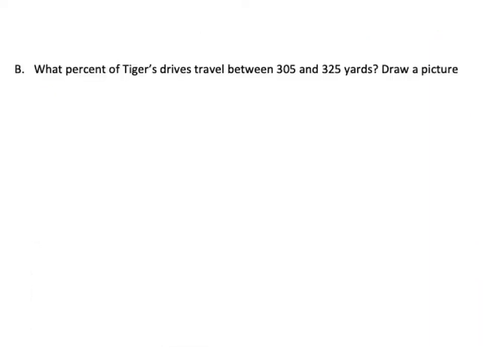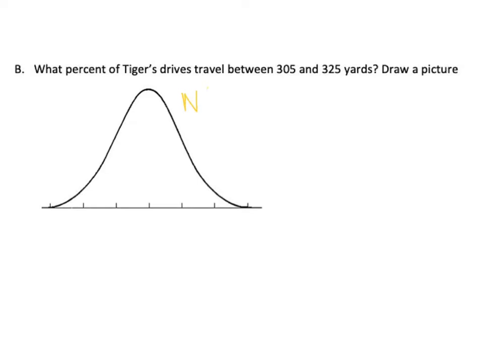All right, now we're being asked on a specific interval, what percent of Tiger's drives travel between 305 and 325 yards, and we're told to draw a picture. Now, you won't always be told that step, but it needs to become natural that that's your go-to thing to do. So again, I sketch a normal model, and immediately I always label right next to it with a capital N, my mean, and my standard deviation.